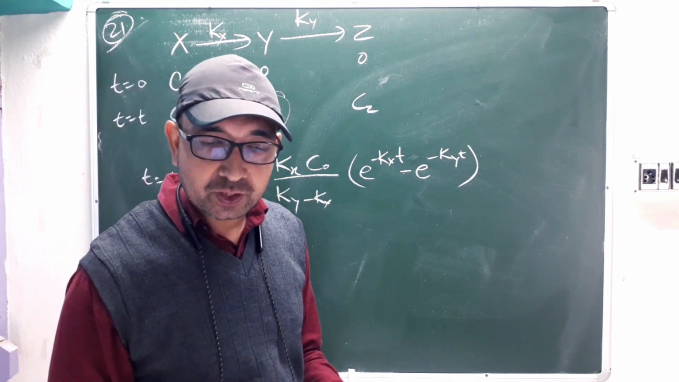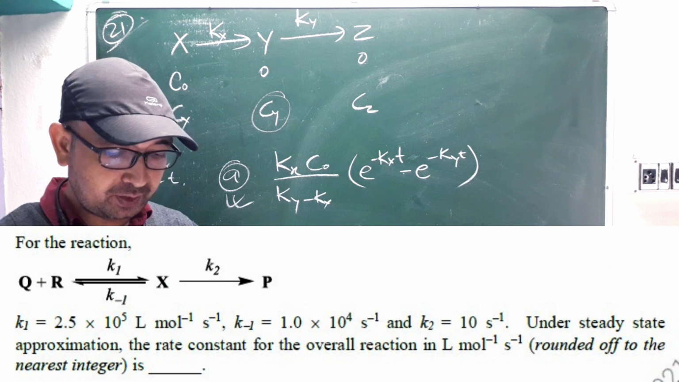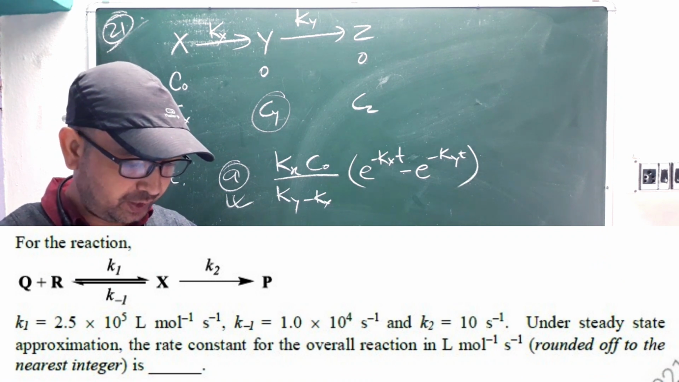And then the next question is question number 59. I think it is a numerical aptitude type question. Question number 59.